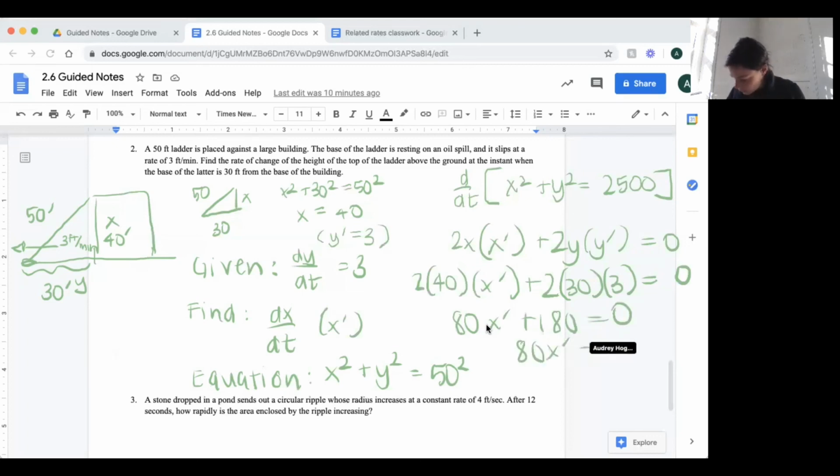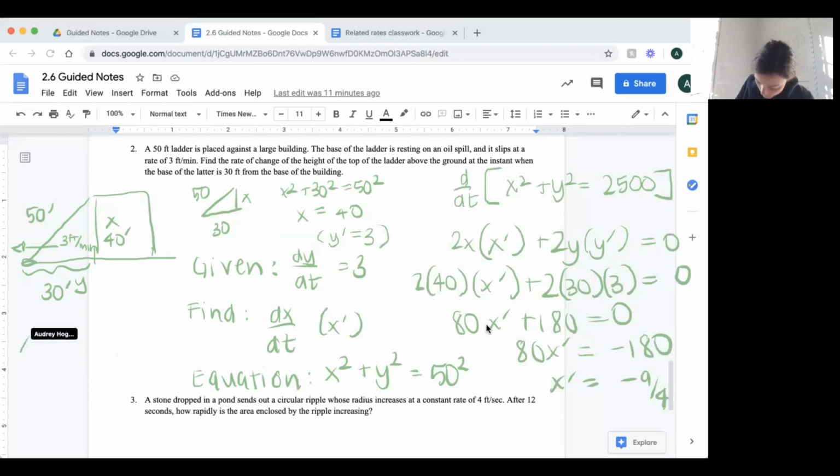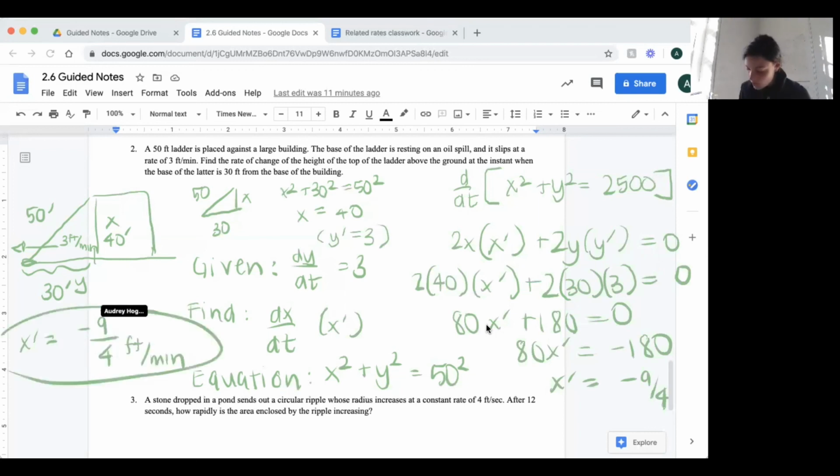80 x prime equals negative 180. x prime is equal to negative 9/4. If I think about my units, x is in feet and time is in minutes. So x prime equals negative 9/4 feet per minute. If we look at the orientation of our picture, the ladder is sliding this way, so it makes sense that we have a negative rate because it's sliding in the negative direction.